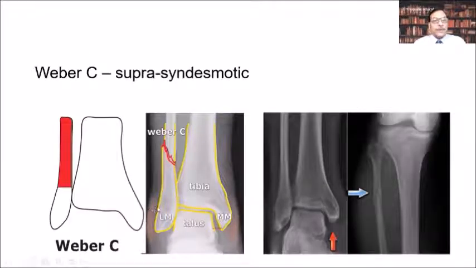So this is the suprasyndesmotic. This is the syndesmosis and it is above it. And it can happen in the upper third of the fibula closer to the neck. This is part of the ankle injury.